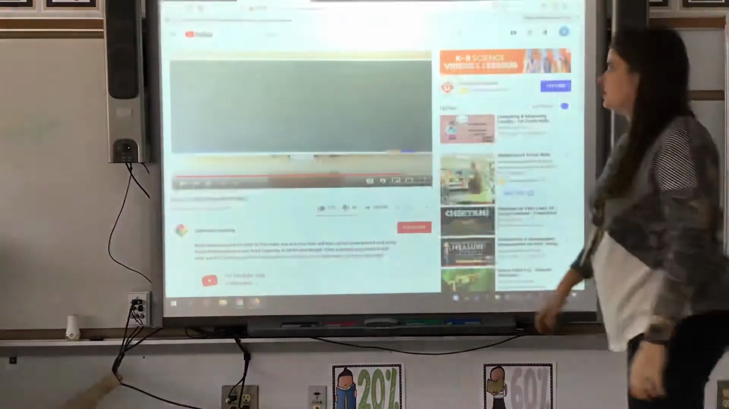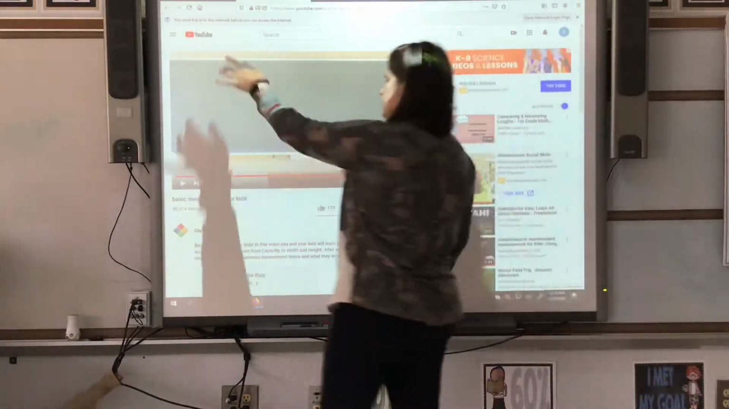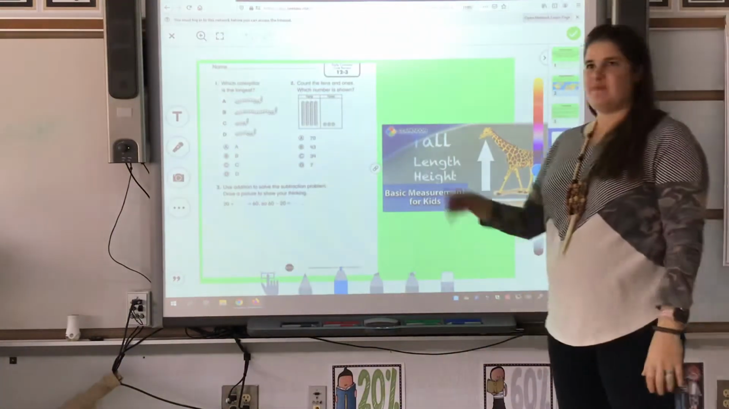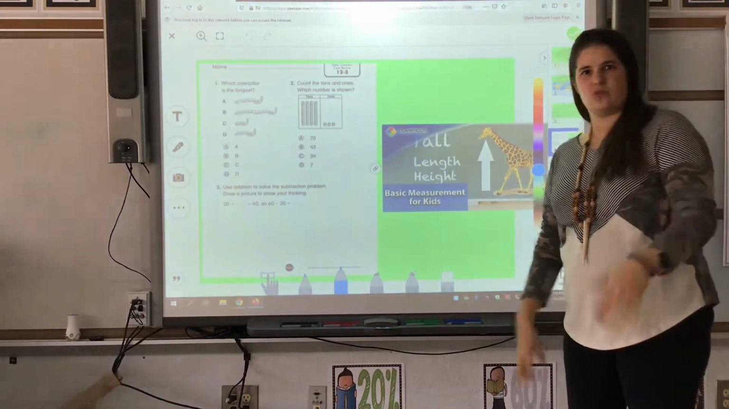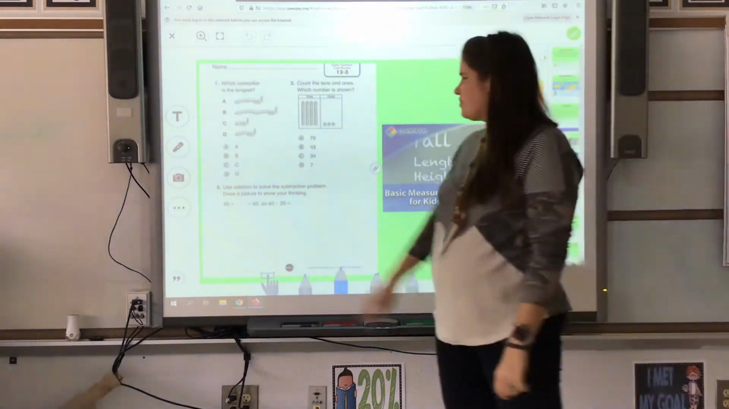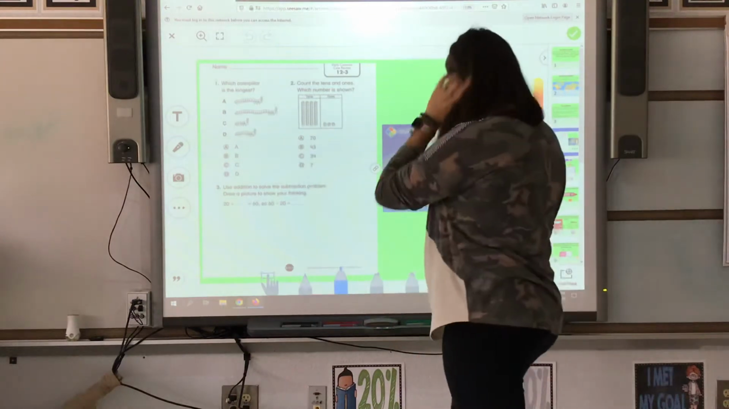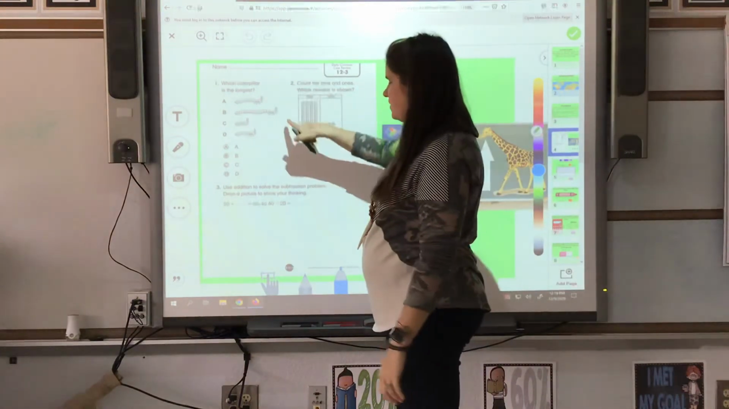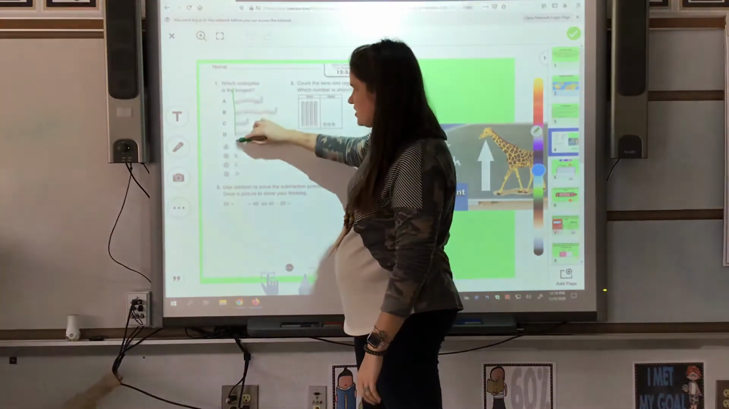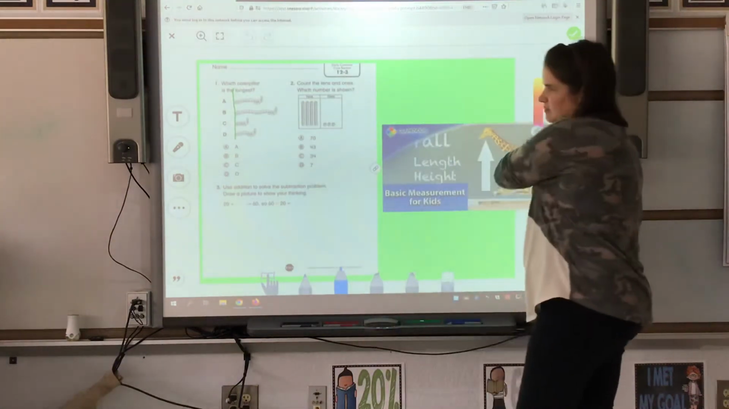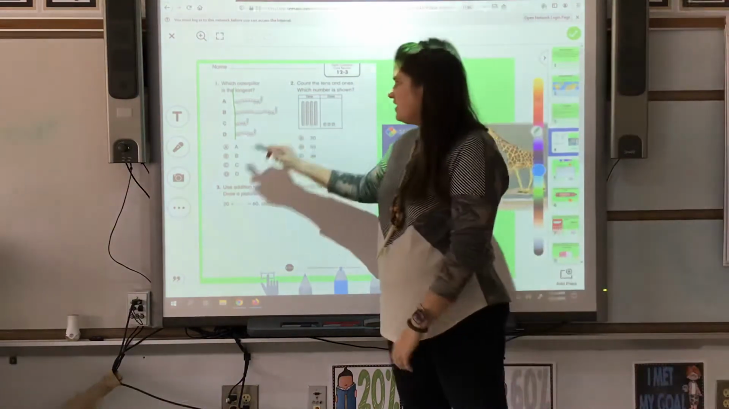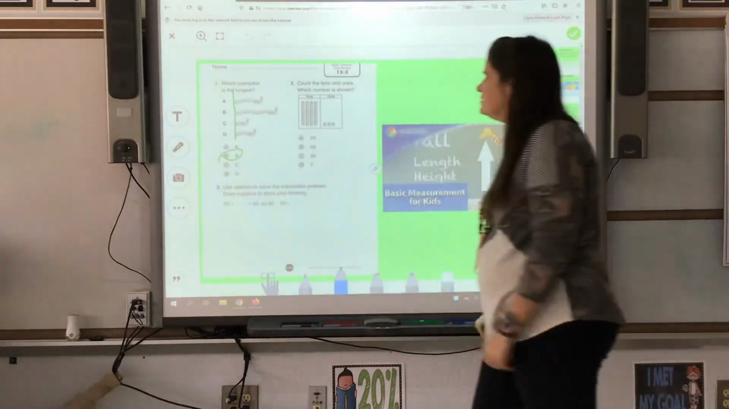So that was just a little bit of an introduction to measurement and different words that we use when we measure things, whether it be by length or by weight or by height. Number 1, which caterpillar is the longest? You're going to find the one that you think looks the longest. They all start at the same spot. Which one looks the longest? I think it's letter B.